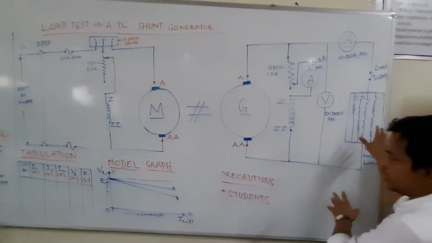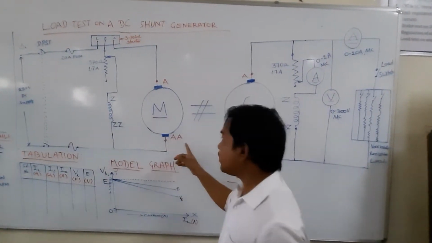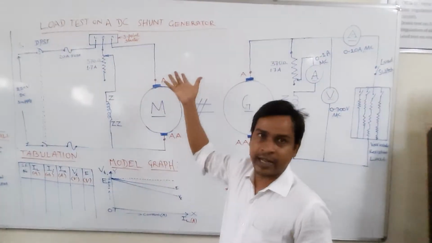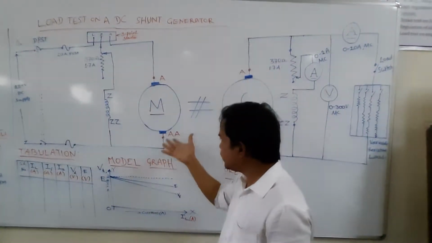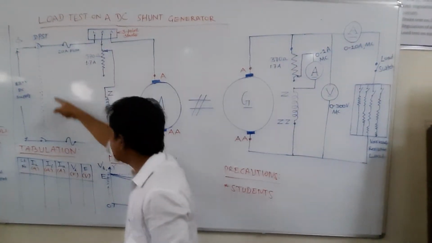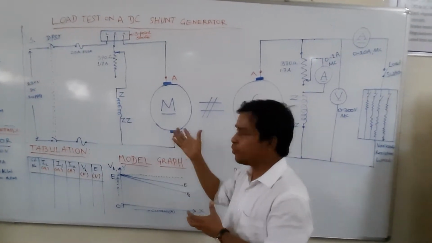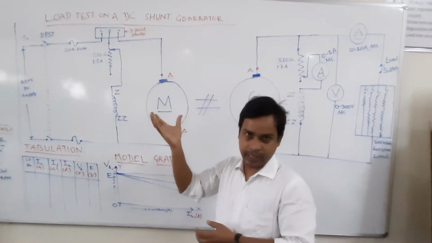What are you going to do here? Now here, as I told you, once I switch on this one, it does not mean that this motor will suddenly go to 1500 rpm. We have to increase the speed of the motor slowly. How to do that? To do that we have this arrangement. This arrangement is for the purpose that we have to increase the speed of the motor gradually to its rated speed. How to do that?